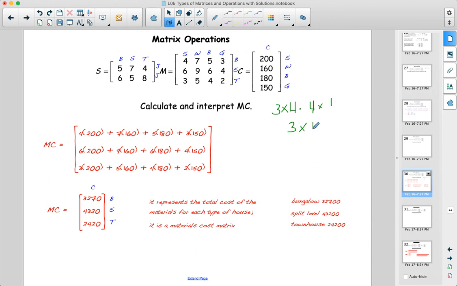So it'll have 3 rows and 1 column. All right, this position here is 1, 1. So what am I supposed to do here? I should multiply row 1 by column 1. So 4 times 200 plus 7 times 160 plus 5 times 180 plus 3 times 150. That's where that comes from. This is in position 2, 1. So multiply row 2 by column 1. And I will get 6 times 200 plus 9 times 160 plus 6 times 180 plus 4 times 150.